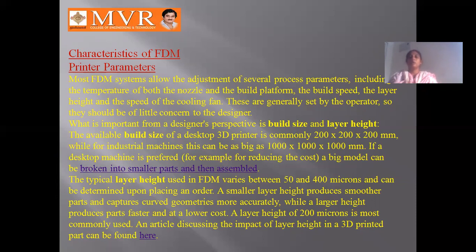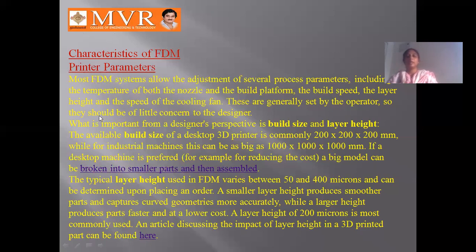These two are very important. For industrial machines, the build size can be as big as 1000 by 1000 by 1000 mm. So if a desktop machine is preferred, a big model can be broken into smaller parts.